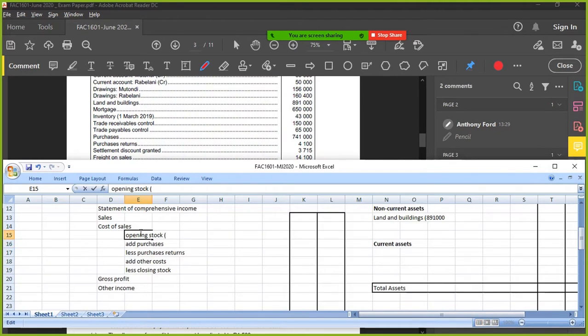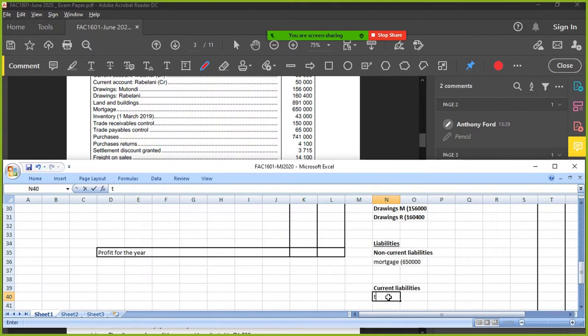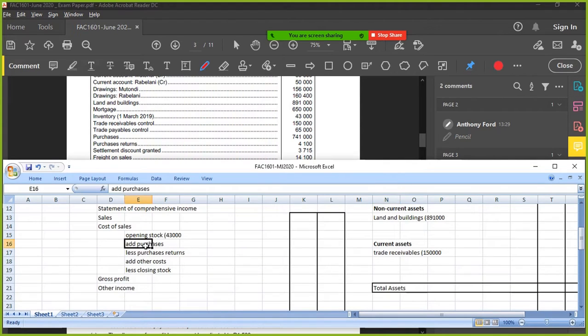Okay, so they gave me this figure. What is it? 43. Okay, trade receivables control. Trade receivables, 150. Trade payables. Trade payables, 65. Purchases, 741. Returns, 4100.